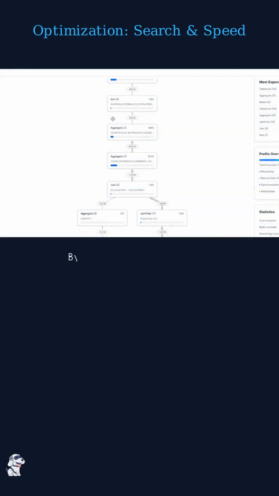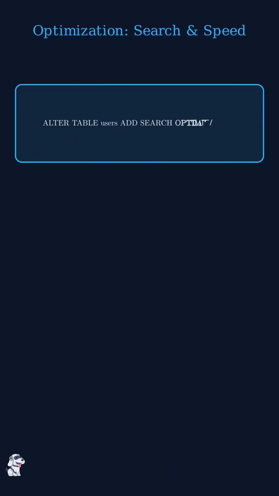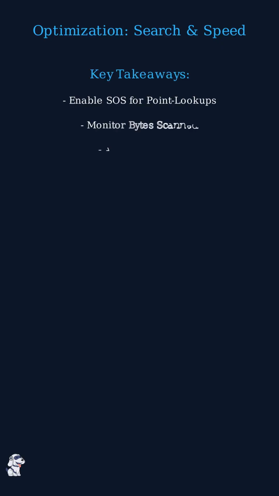How do you know if your query is efficient? The secret is the bytes scanned metric in the query profile. Scanning less data means faster results and lower costs. To use SOS, you simply enable it on the table columns you search most often. Remember, filter early to keep those bytes scanned low. Track your usage, enable search optimization for point lookups, and always aim to scan only the data you need. Your budget will thank you.